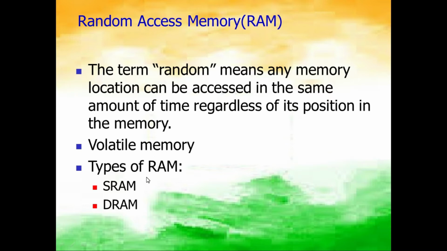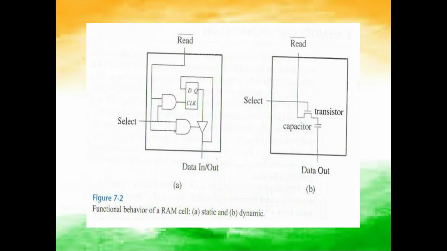Types of RAM: there are two kinds, SRAM and DRAM. These are the two diagrams of the SRAM and the DRAM. SRAM, as shown, is static RAM, and the data is kept only as long as the power supply is on. Once the power supply is off, the data is lost. But in dynamic RAM, it is not so. It consists of a capacitor, which stores the data.